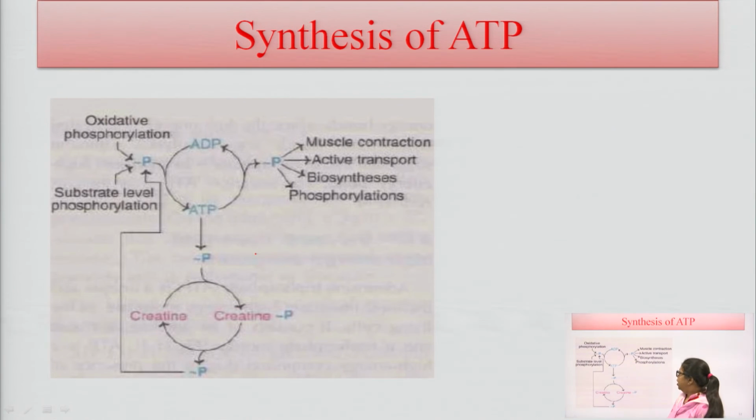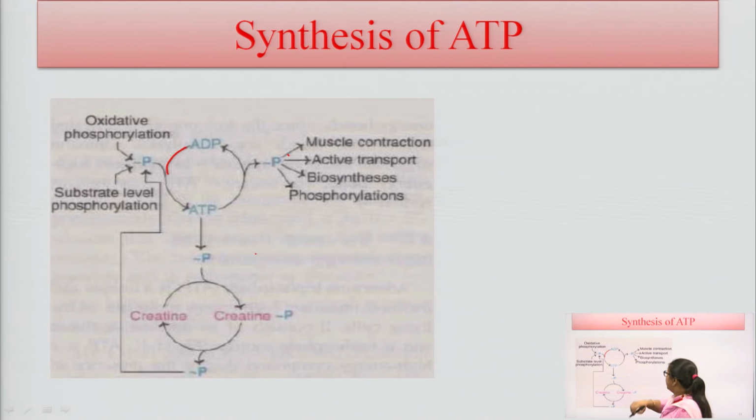This is a general reaction where oxidative phosphorylation and substrate level phosphorylation release a phosphate group here, and this phosphate group reacts with ADP to form ATP. This ATP, when it releases phosphate, provides energy for muscle contraction, active transport processes, or biosynthesis in the living creature, and for phosphorylation reactions.